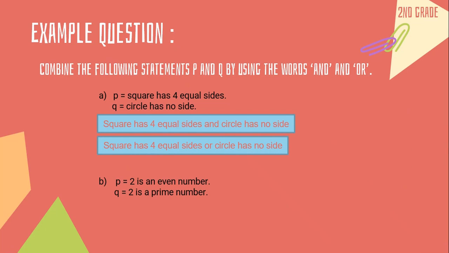Okay, the next question, the statement P is 2 is an even number. Q, 2 is a prime number, so it has the same subject.